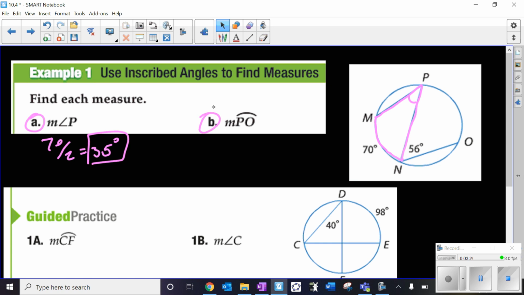Letter B, now I want to find the measure of arc PO. Since I'm talking about PO, I want the shortest arc, and it comes off of that angle measure. Since I'm going from an inscribed angle to its arc, I'm going to double 56. 56 times 2 should get me 112 degrees.